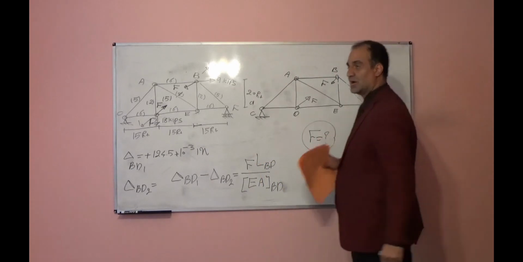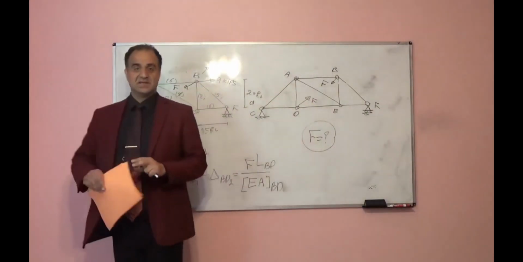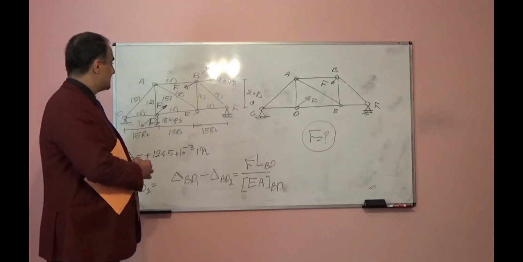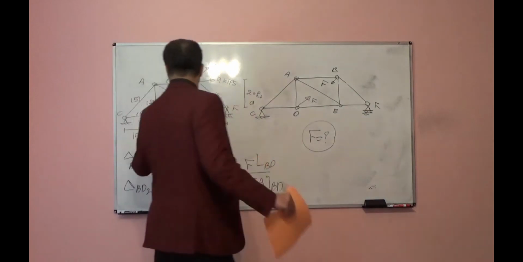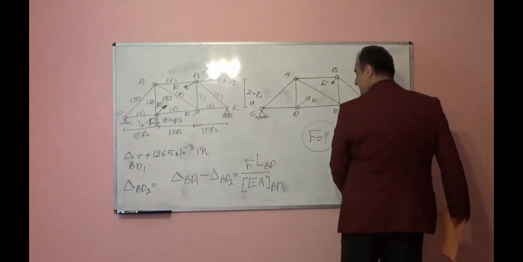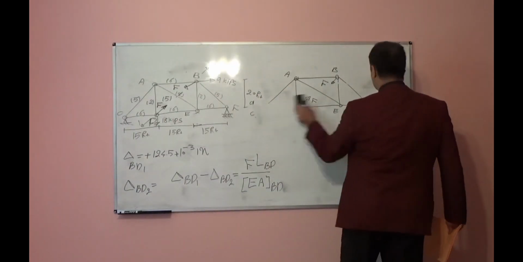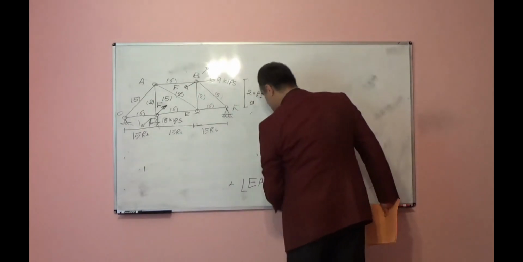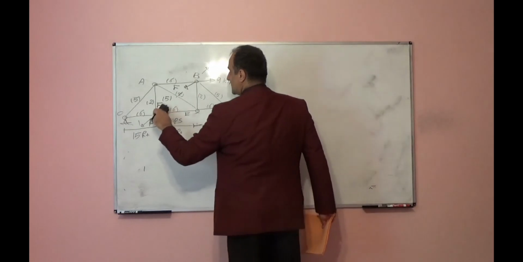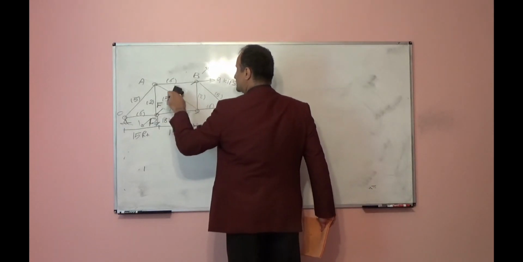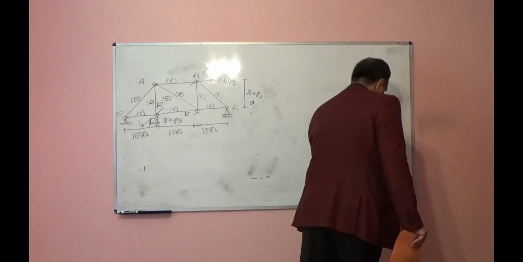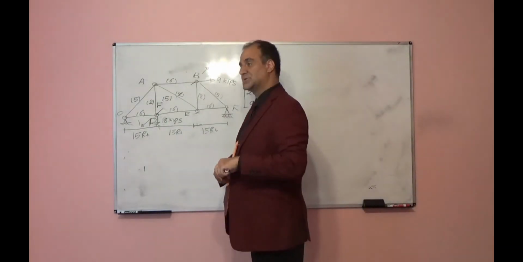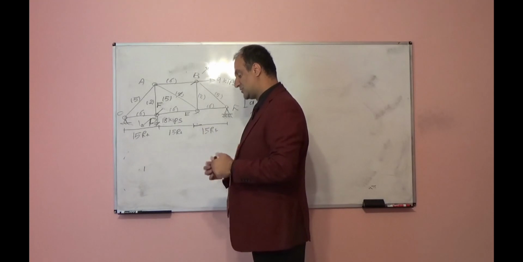So one more time I will explain the procedure. If we have an extra member, for example, member BD, and we want to find the internal force in member BD in this truss, then with one extra member our truss is internally indeterminate. We cannot calculate internal forces using equilibrium equations. We cannot calculate using the joint method or section method.